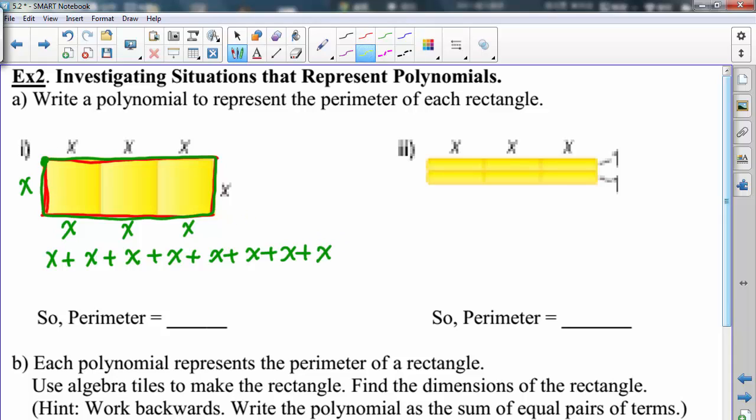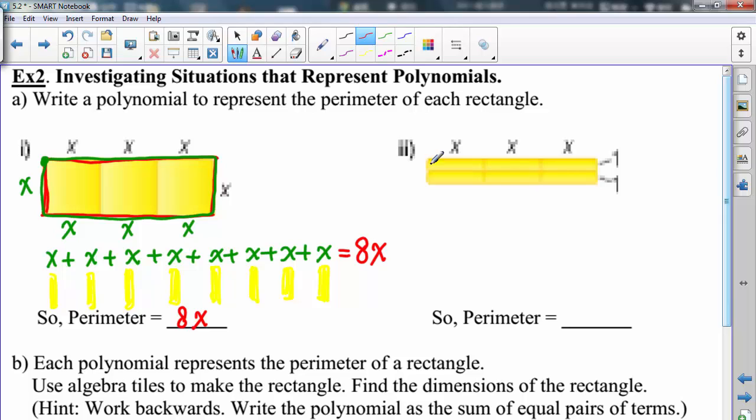Let's look at each x. Positive x is 1 yellow rod. So how many yellow rods are there? They are all yellow rods. That means they are all like terms, so then I can combine them into one. If I combine them, 8 yellow rods become 8x. So the perimeter of this rectangle is 8x.